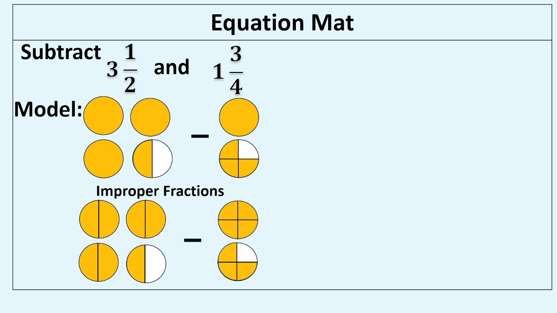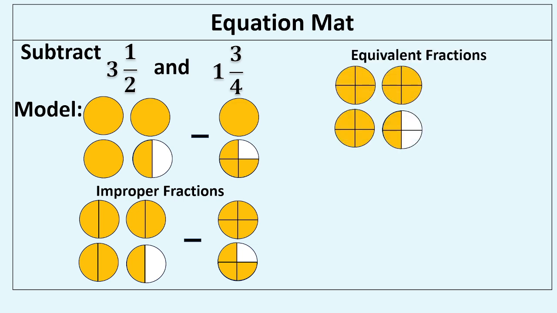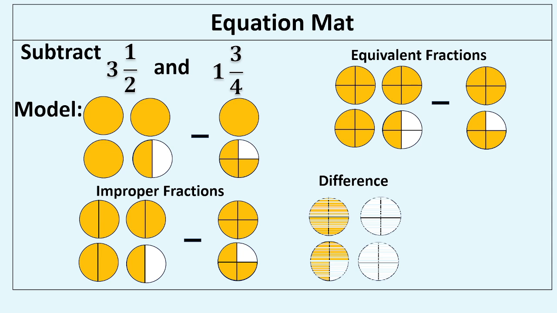So we have here 7/2 minus 7/4. So the equivalent fractions, 14/4 minus 7/4. So the difference is 7/4 or 1 and 3/4.